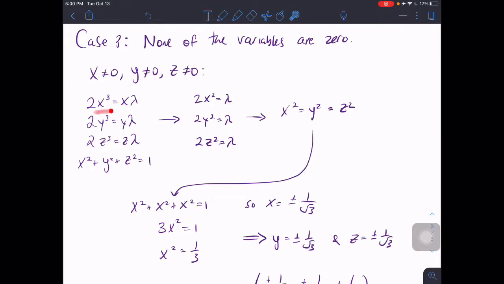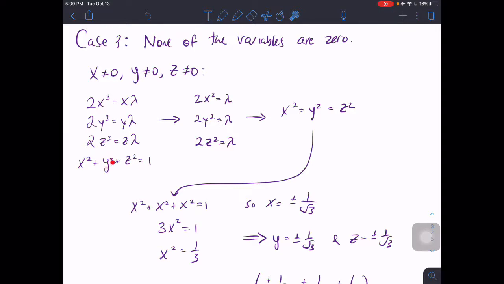I divide this one by x, I get this one. I divide this one by y, I get this one, and so on. Since all three of these are equal to lambda, I can then conclude that all three of these are equal to one another. I divide by 2, and so I'm able to conclude that x squared is equal to y squared, which is equal to z squared.